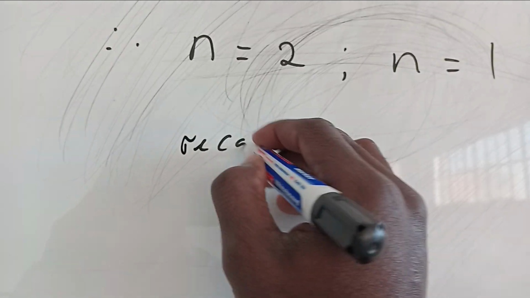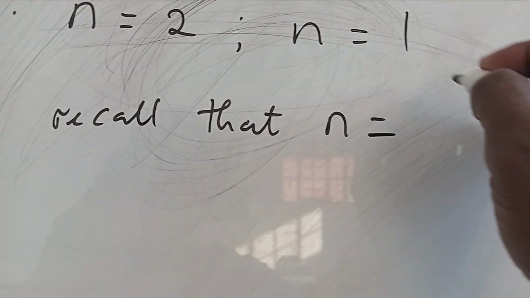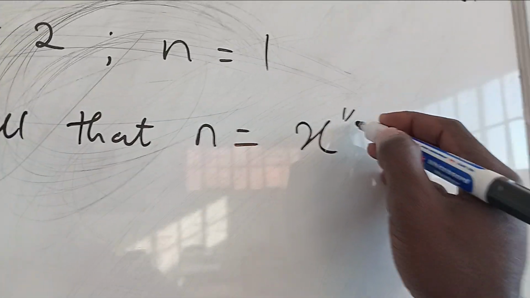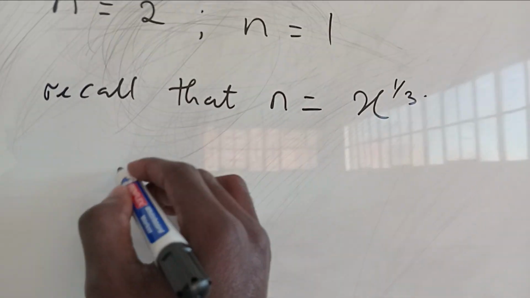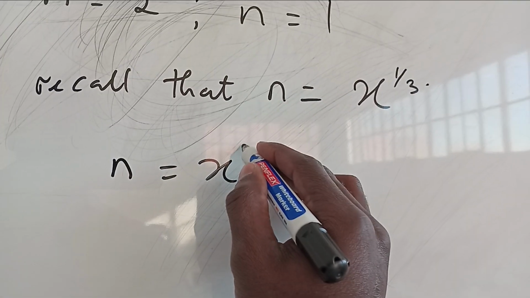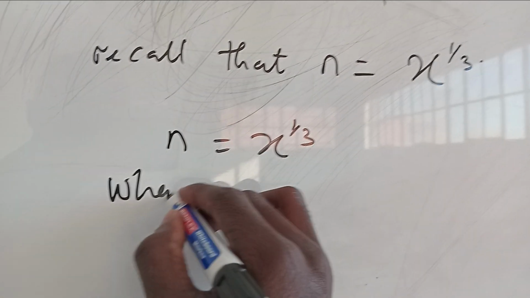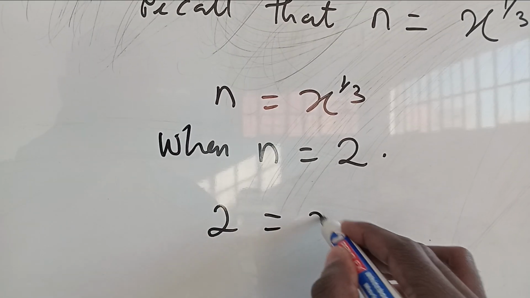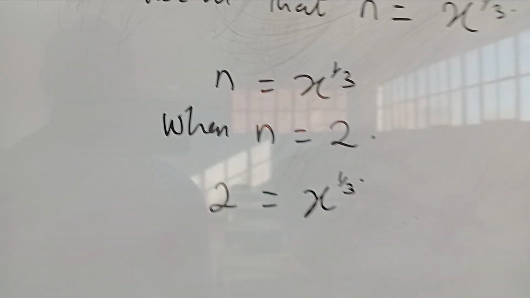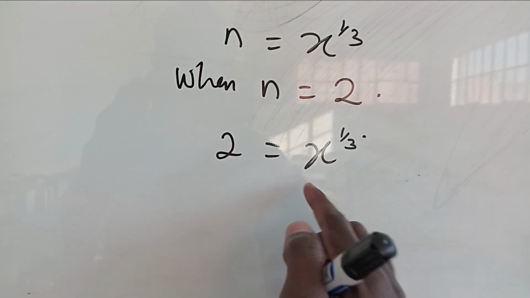But remember, recall that n is equal to x raised to the power of 1 over 3. Therefore, we can substitute the value of n by saying n equals x raised to the power of 1 over 3. When n equals 2, we have 2 equals x raised to the power of 1 over 3. Remember that we need to find the value of x.